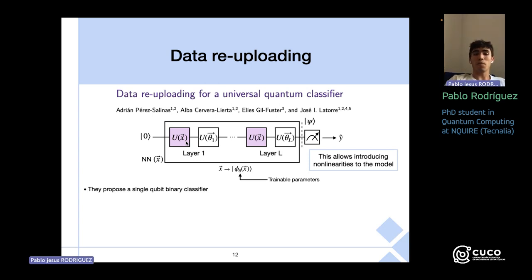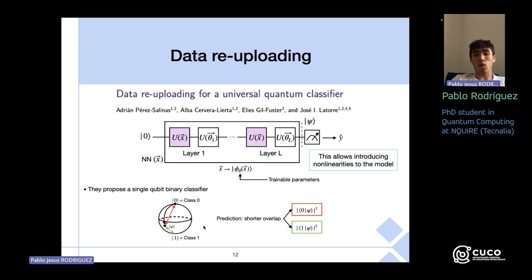So they propose a single qubit binary classifier. If we consider a qubit, they assign one class to the north pole of the qubit, the zero state, and the other class to the south pole, the one state. We start with the qubit in zero, and we perform some rotation on the Bloch sphere, and we end up with this trained state, which is just this one here. To perform classification, you just need to compute the fidelity, or the distance, of this point with respect to this label state, and you assign the label by computing the shortest overlap: this is closer to this state, so I assign its label.